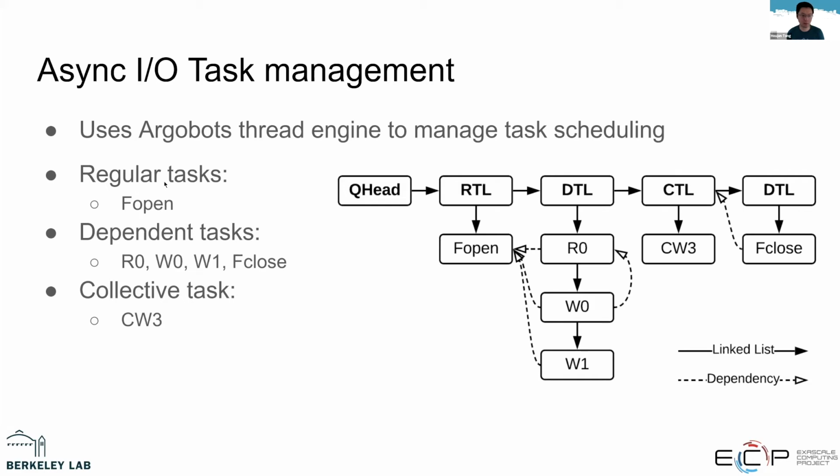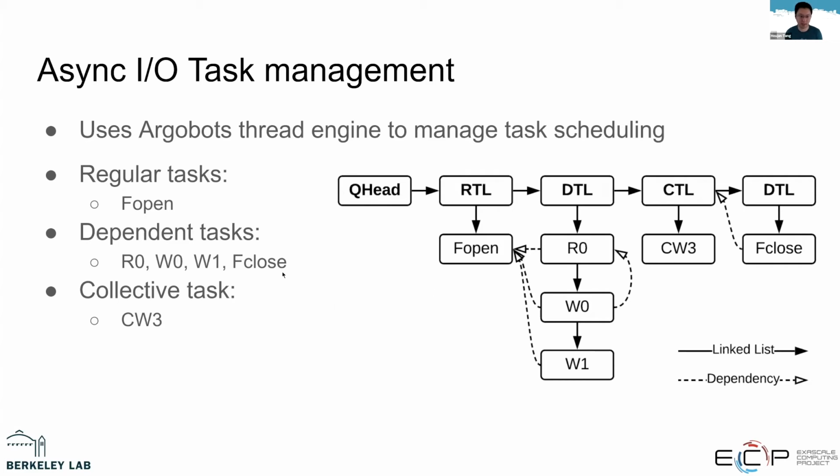First one is the regular task, where the regular task does not have dependency on any other task. It can just be executed independently without worrying or waiting for other tasks. A typical example is the file open call, where it opens the file and it does not depend on other operations, so it can be executed without considering anything else.